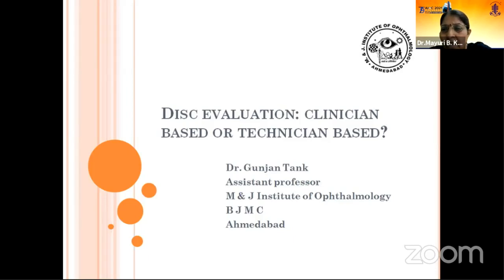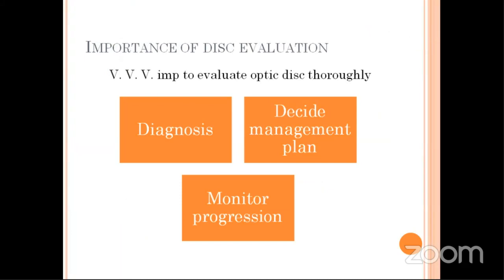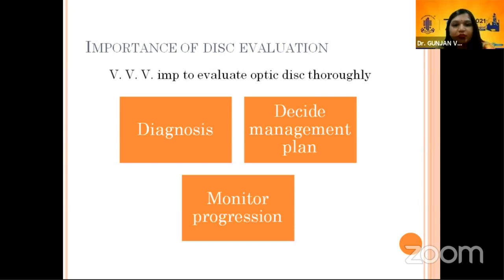So after all the anterior segment things like gonioscopy, AS-OCT, and UBM, now we come to the very important thing which we should be evaluating in glaucoma, which is optic disc examination. It helps us in diagnosis as well as in deciding the management plan of our patient, and we can monitor the progression of glaucoma with thorough, careful disc evaluation.